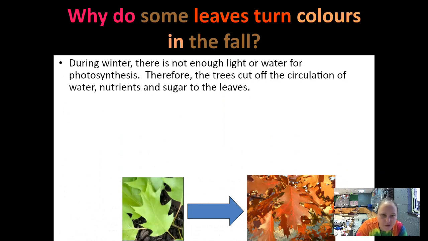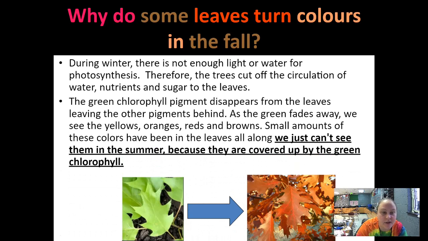So during winter, there is not enough light or water for photosynthesis to happen. Therefore, the trees cut off that circulation of water and nutrients and sugar to the leaves, and the green chlorophyll pigment disappears from the leaves, leaving the other pigments behind. As the green fades away, we see the yellow, oranges, reds, and browns.